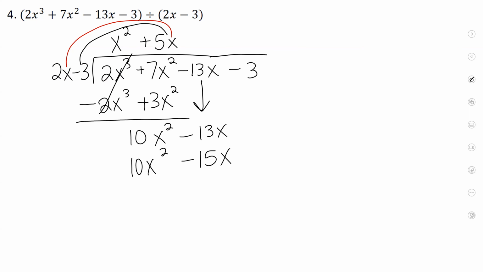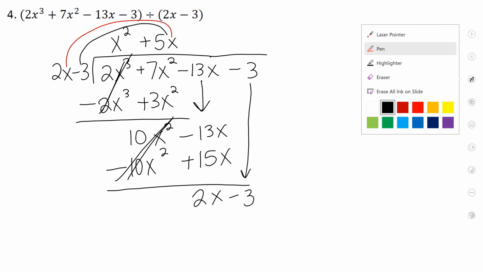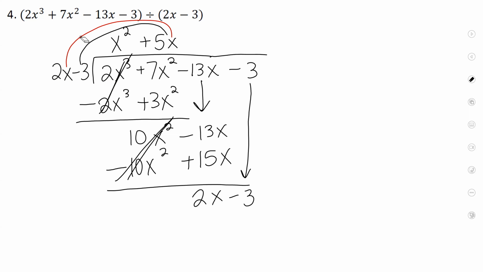What do we do here? Change the sign. So this will be a minus, and this will be a plus. And that cancels out, because 10 minus 10 is 0. These should always cancel out, guys. If those don't cancel out, we're doing something wrong. Okay? Negative 13 plus 15 is a positive 2 with an x. And then bring down the final term. All right, and then we'll start the process again.